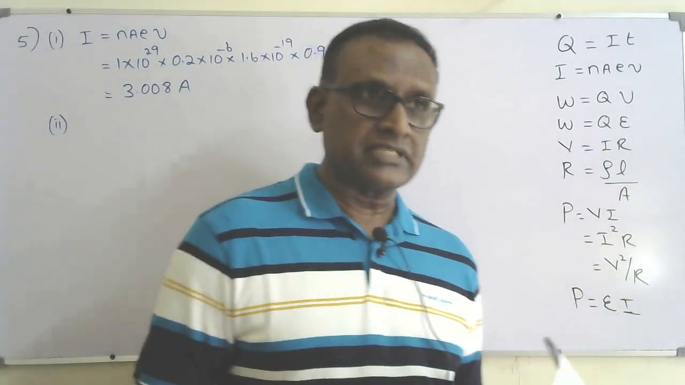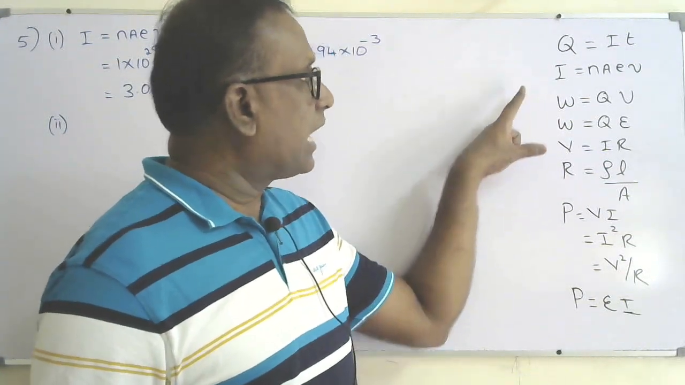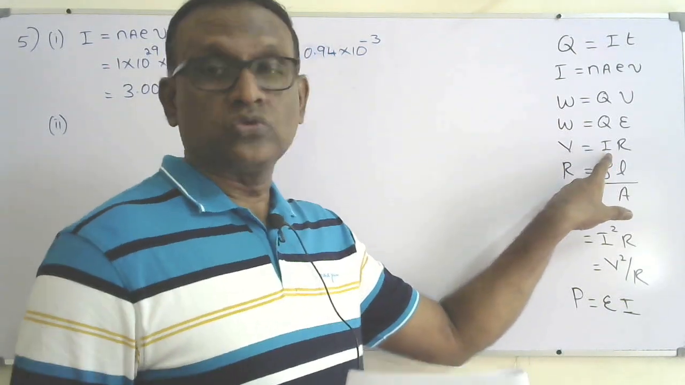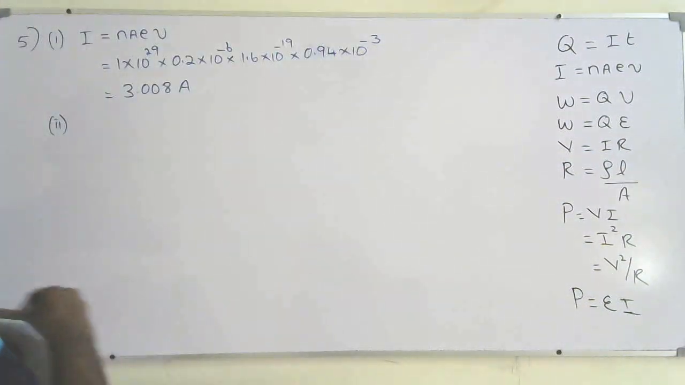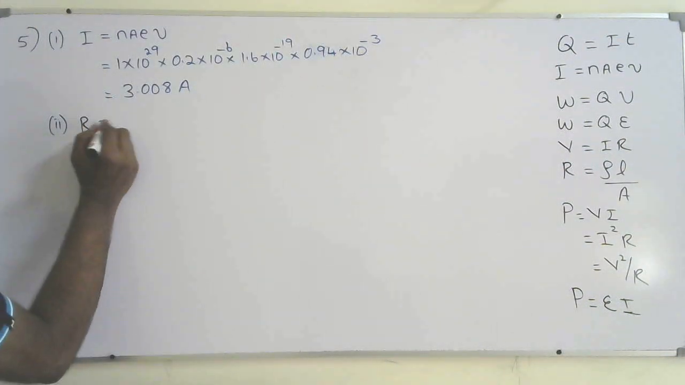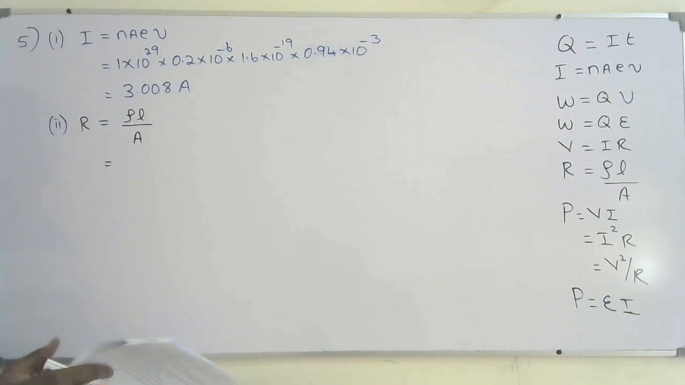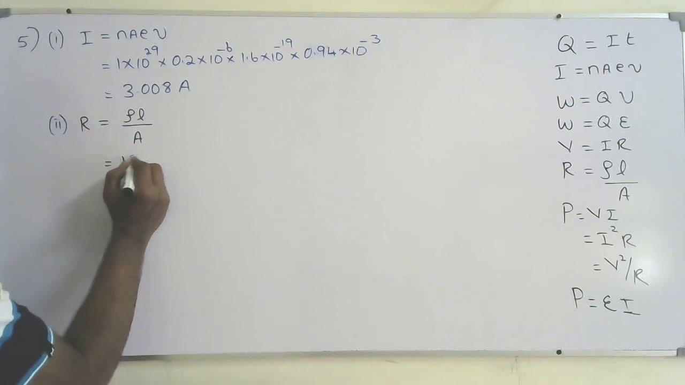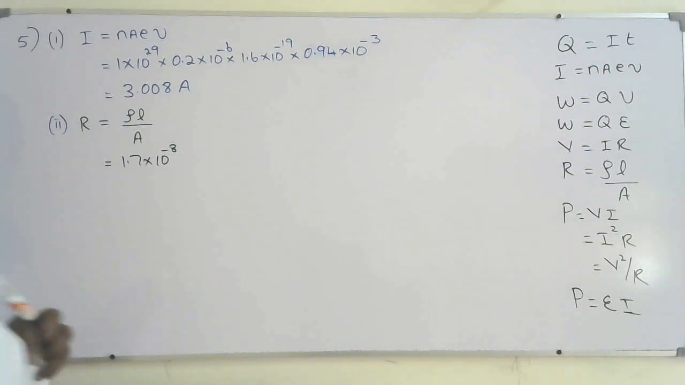So potential difference across the wire means I should use the equation V equal I times R. But I need to find the R first. I know the current through the wire, but I need to find the R first. So to find the R, R equal rho L over A. The resistivity is given as 1.7 into 10 to the power minus 8.